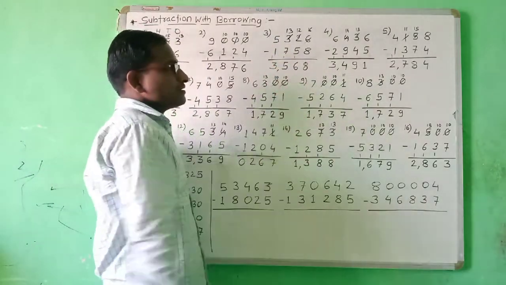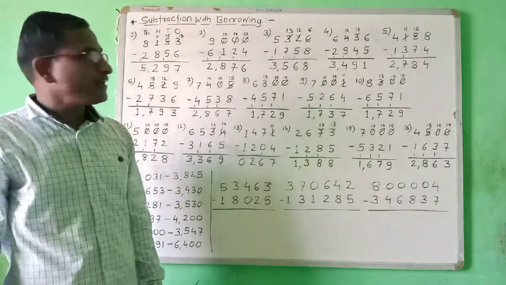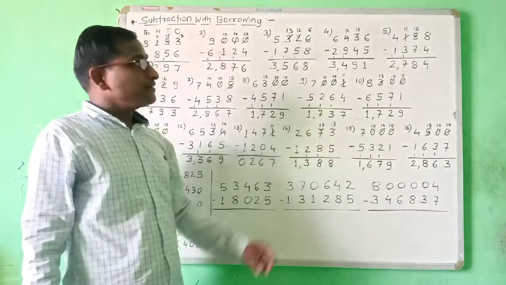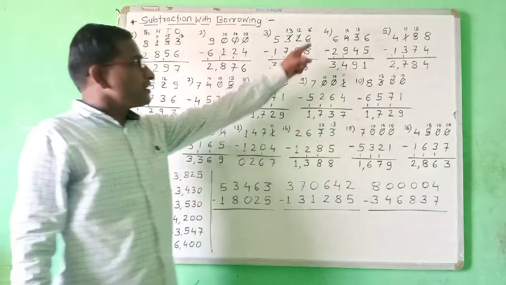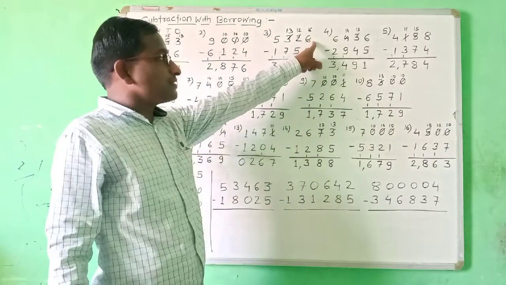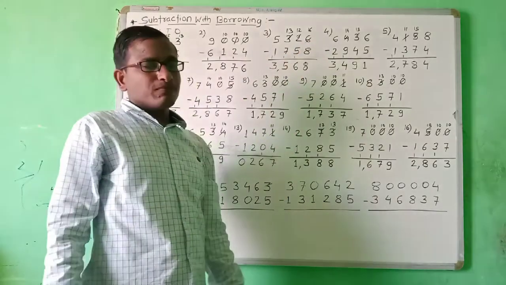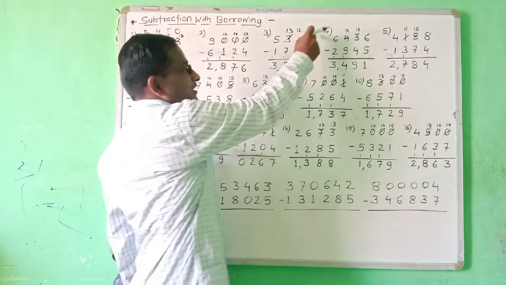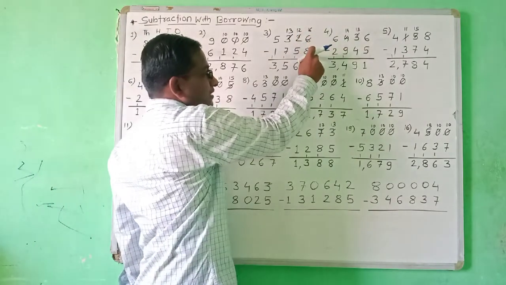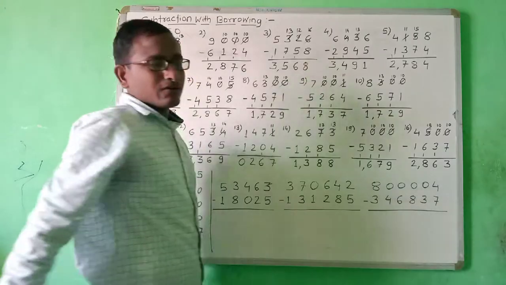Next example, 5326 minus 1758. So again you start subtraction from the 1's place. Here in the 1's place 6 is present. 6 minus 8 not possible. So again 6 is considered as 16. 16 minus 8, 8, carry 1.